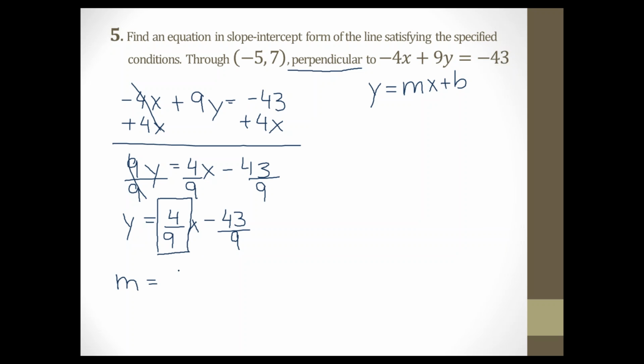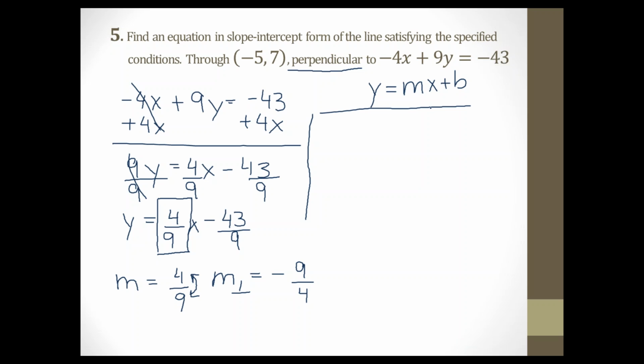So our slope would be 4 over 9 for this equation, but now the instructions say perpendicular, so the perpendicular slope of this line would be the opposite, which means if this one is positive, then the opposite would be negative, and the reciprocal, which means these two numbers are just flipped upside down. So the slope of the line that I'm actually trying to put together would be negative 9 over 4.